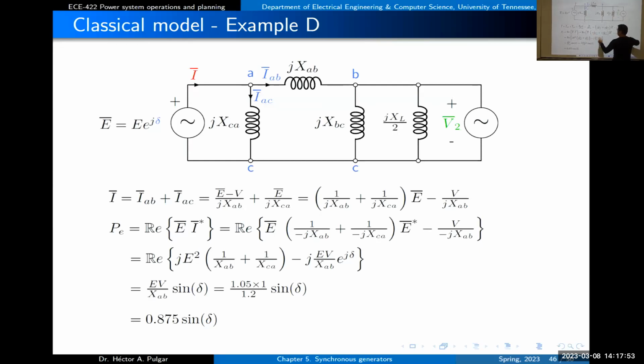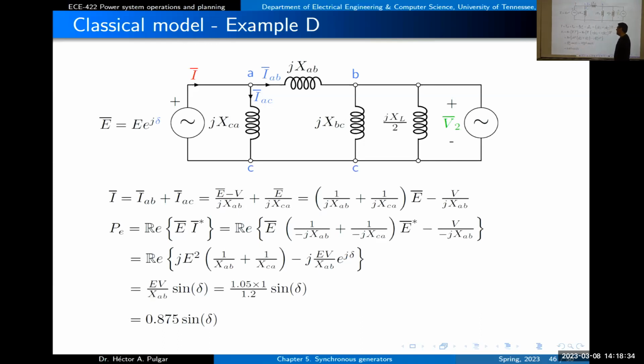And the angle of delta will show up there. The angle of this is 0. Now we get the real part of this. This is purely imaginary. The real part of that is 0. And then here, because exponential of j delta has 2 components, it's cosine of delta plus j sine of delta. So the cosine of delta will lead to an imaginary number. That doesn't work. We pick the j sine of delta. J squared, negative j squared, just plus 1. And then you have EB over XAB sine of delta.